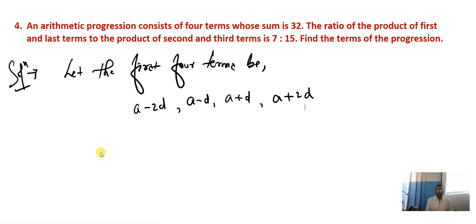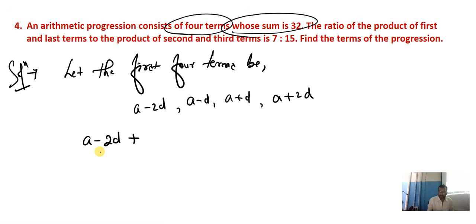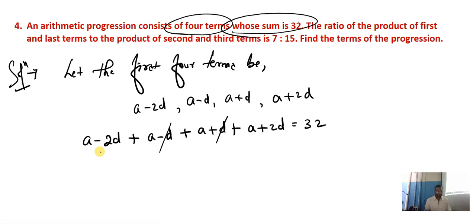Done. Now what they are saying? Consists of four terms whose sum is 32. Means we should add all these four terms. That is a minus 2d plus a minus d plus a plus d plus a plus 2d. Answer is 32. Plus d minus d cancel. Plus 2d minus 2d cancel.